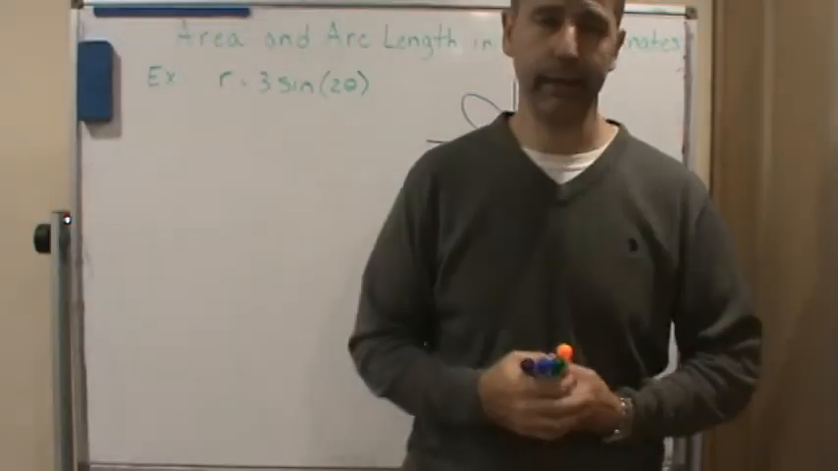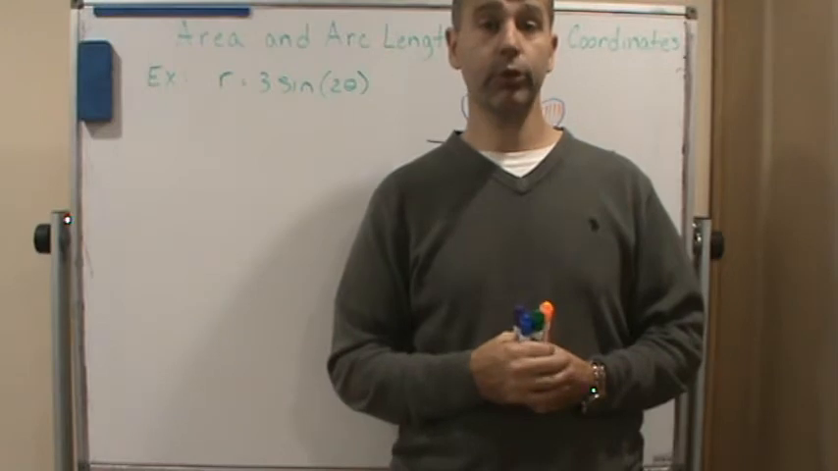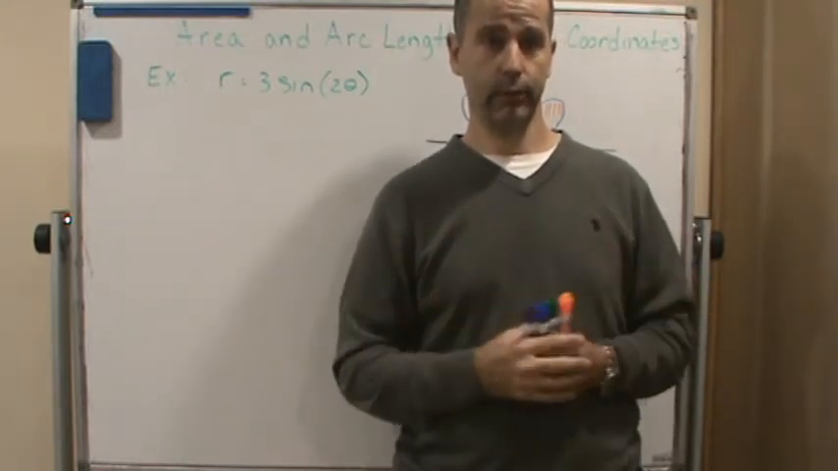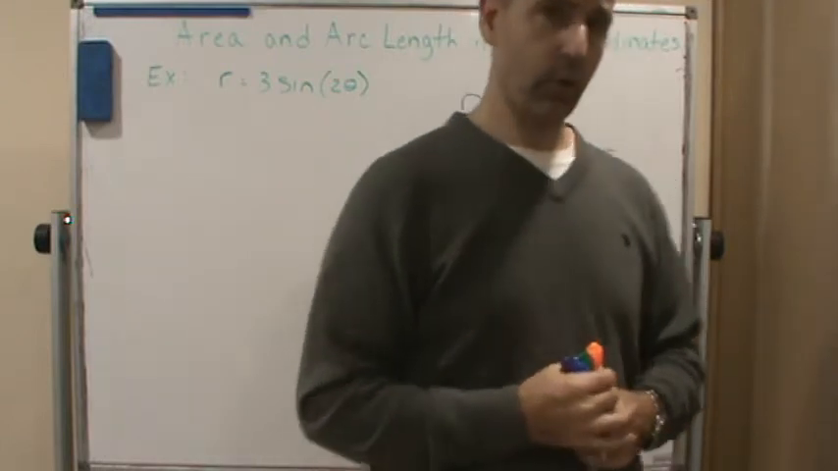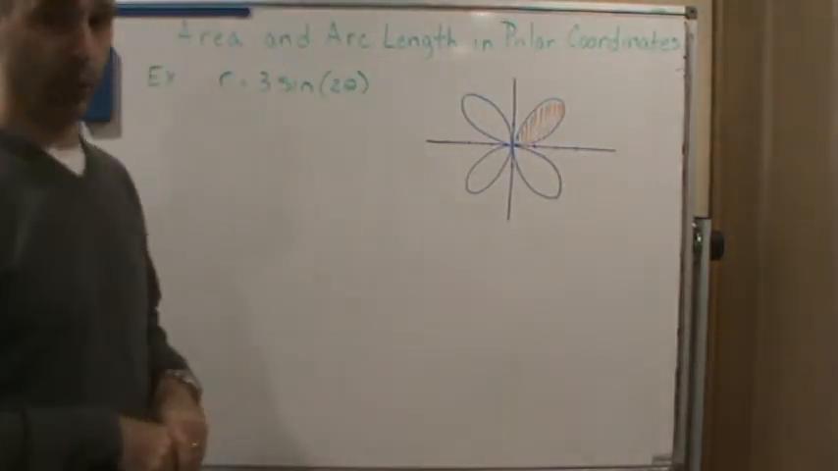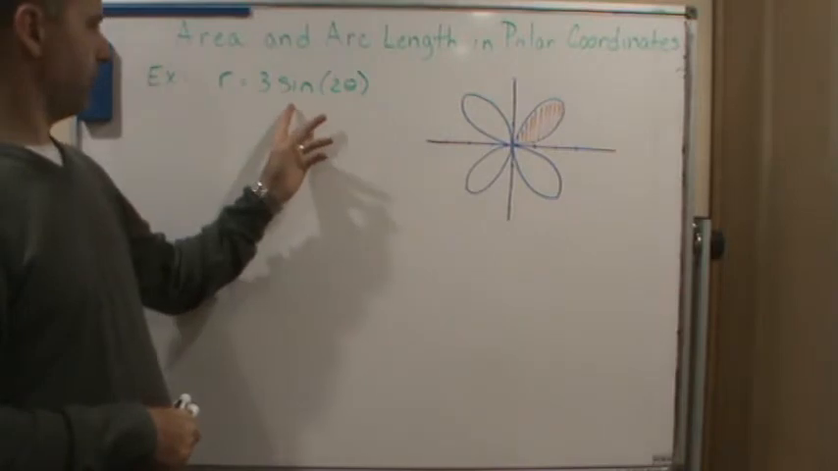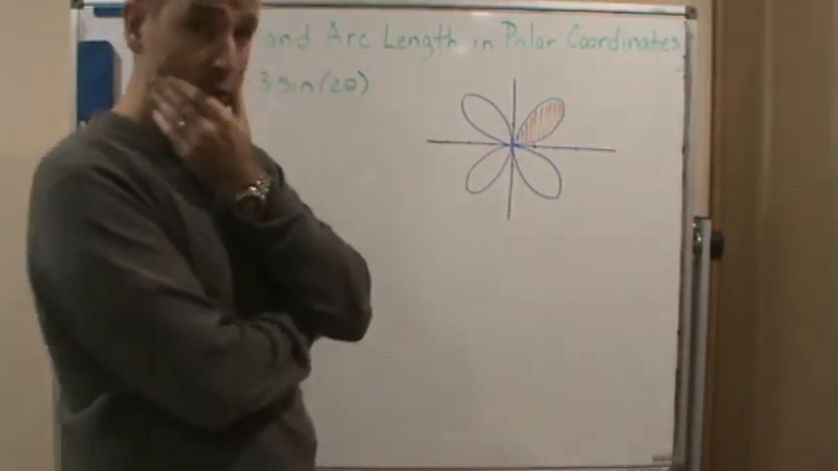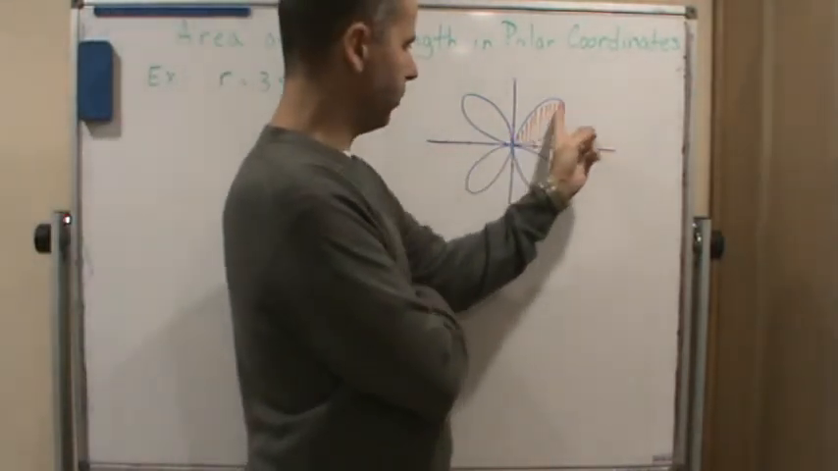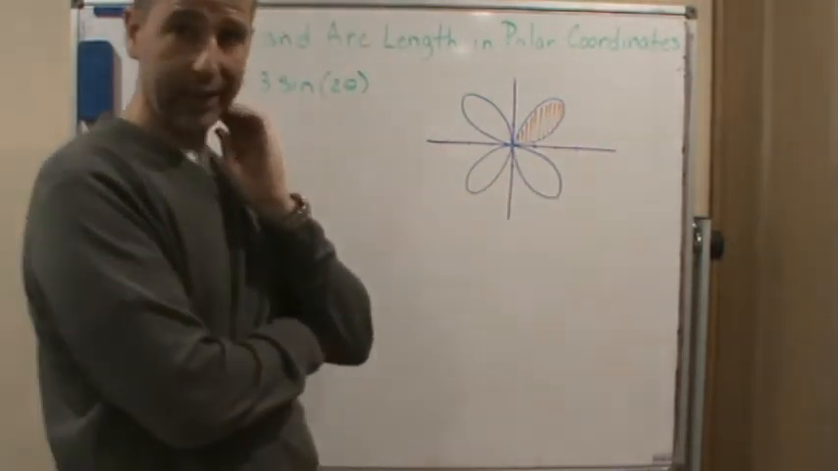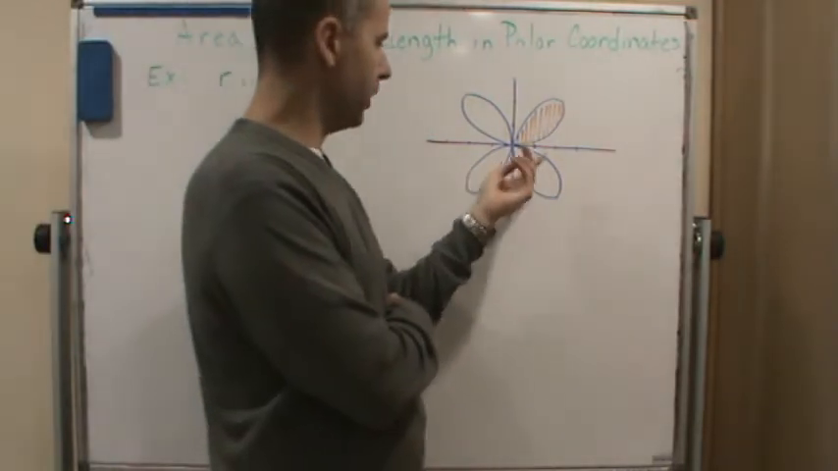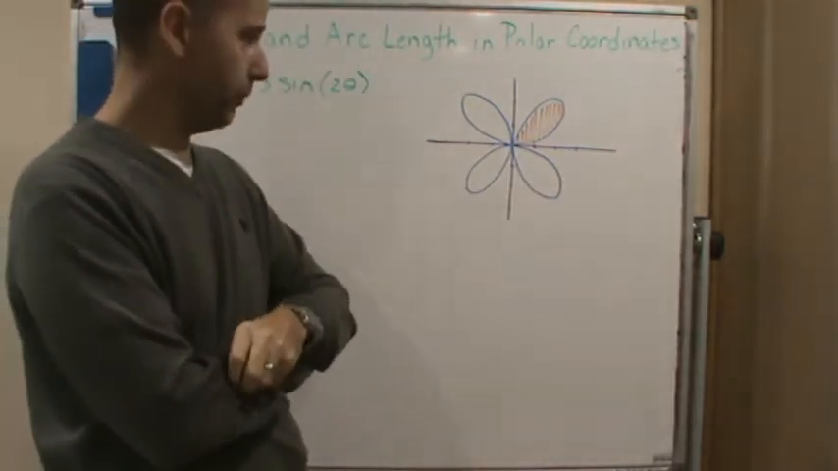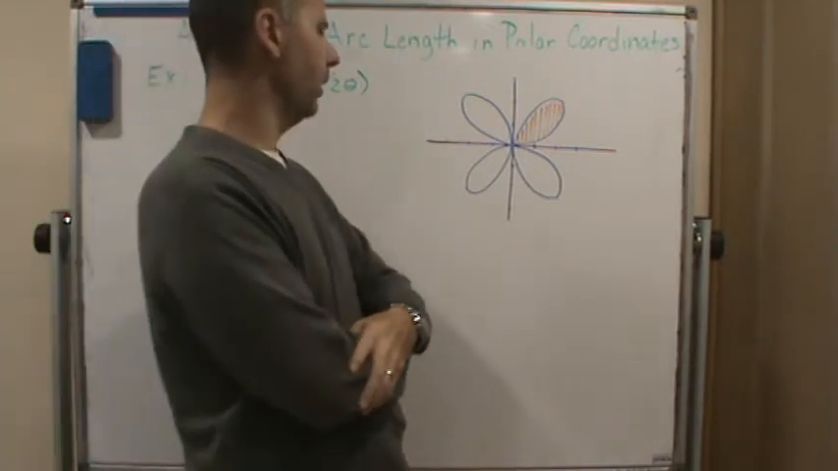Okay, so welcome back. Now, in this example, we're going to find the area of a polar curve. So this is the equation that we've seen before. r equals 3 times sine 2 theta, and here's the graph of the equation. What we want to do is find the area of the first petal. Because of the symmetry, if we find the area of the first petal, the areas of all the other petals are the same, incidentally.